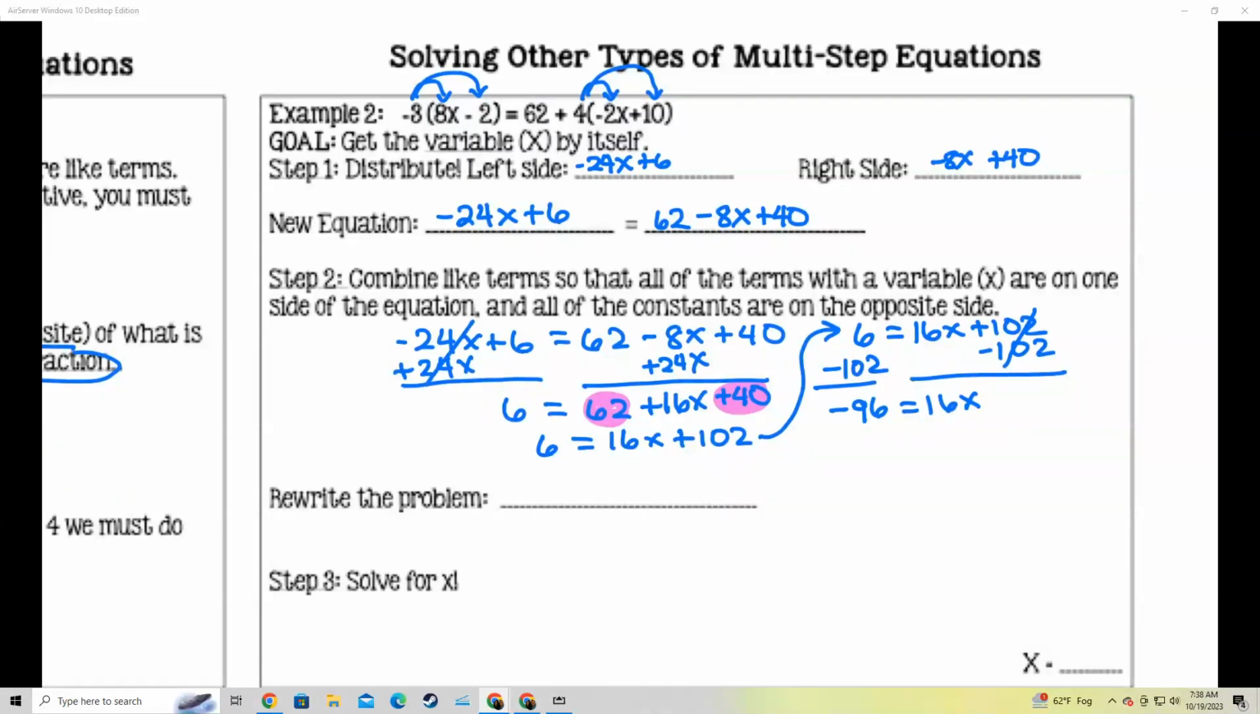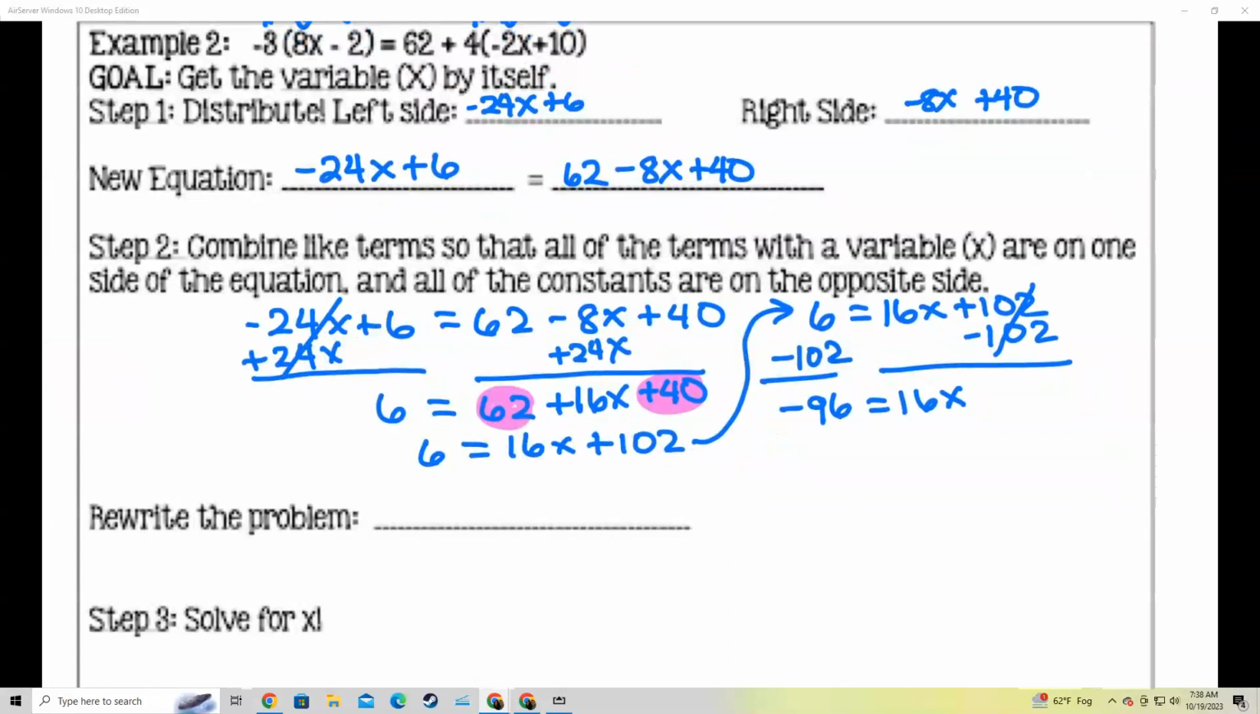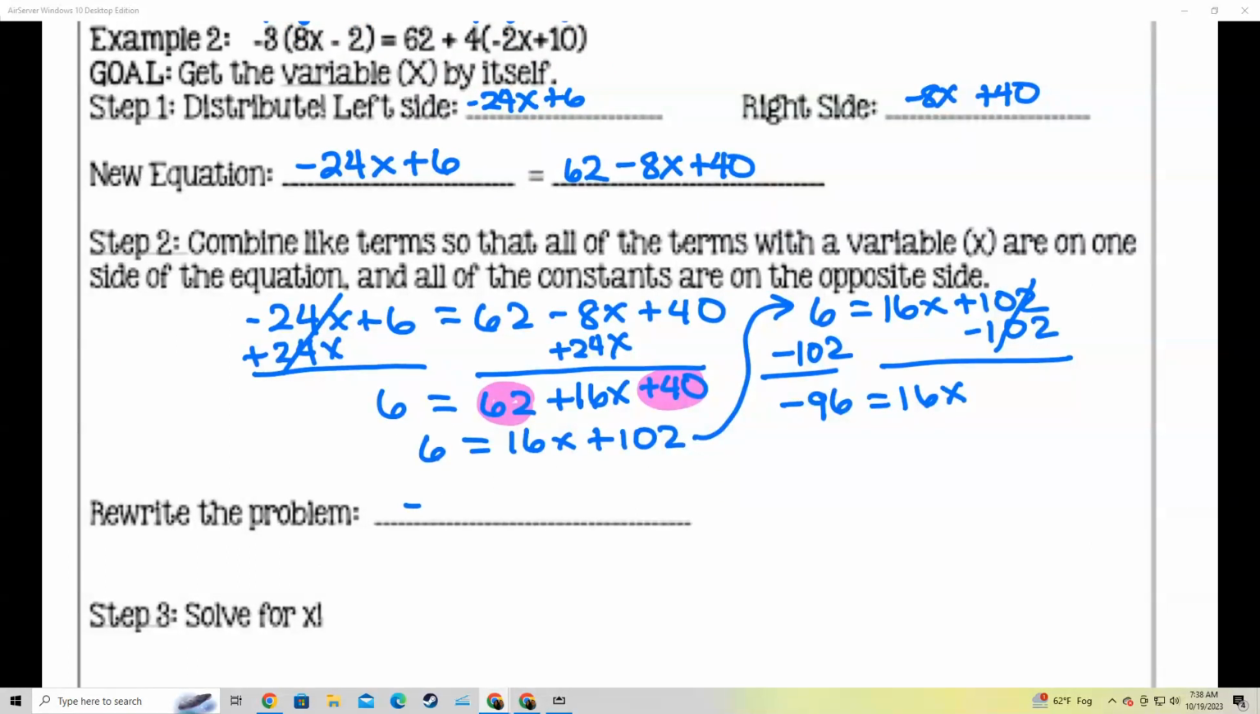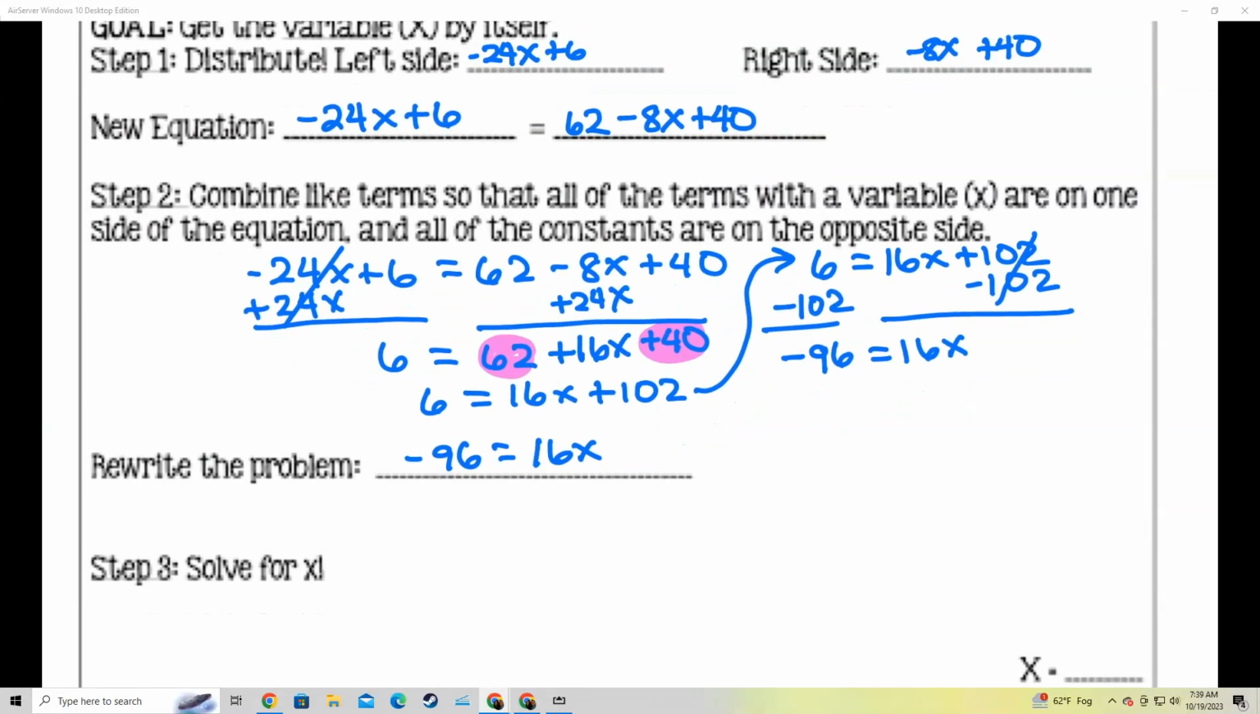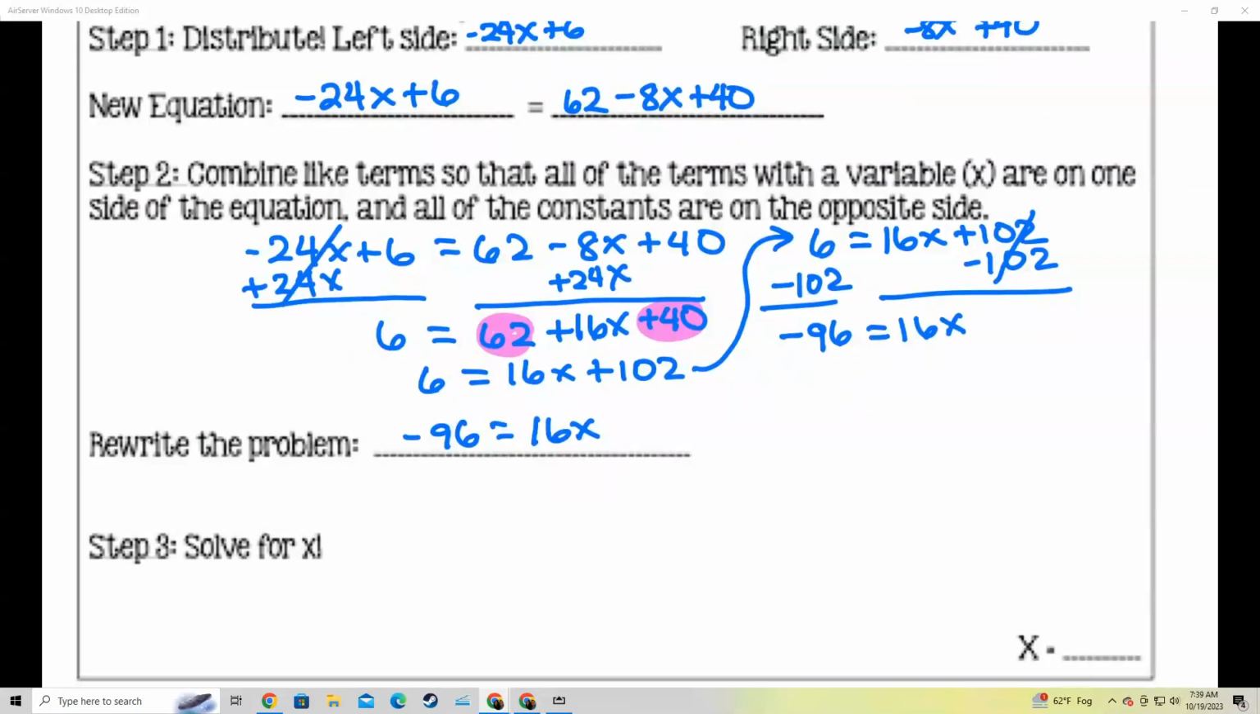Okay, and then the last step is to divide both sides. Oh, I'm going to rewrite the problem now. I got negative 96 is equal to 16x. We did all that work, and now we're just going to go ahead and solve for x. So we can go ahead and do that right now. I'm trying to get this x by itself. To get that x by itself, negative 96 is equal to 16 times x.